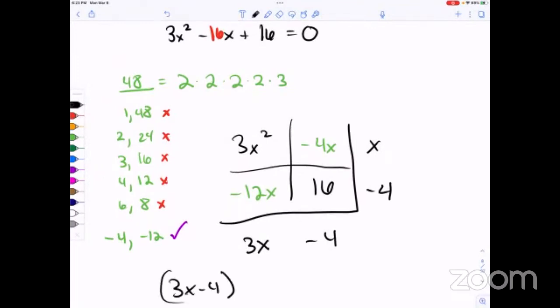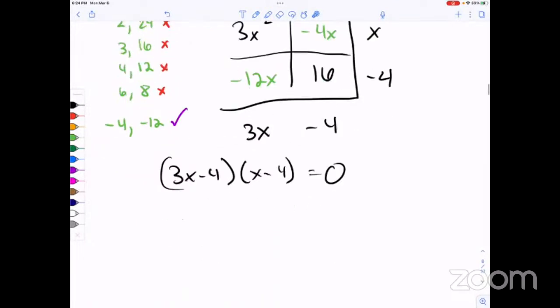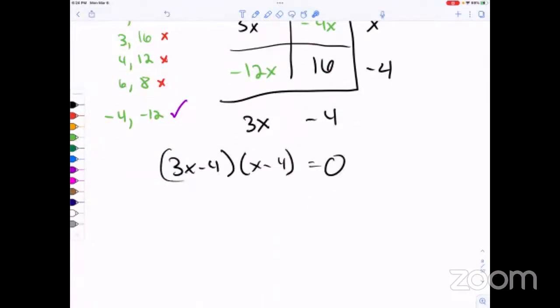Okay, let's see. Then we're going to set it equal to 0 real quick. Let's do a quick check. First times first is a 3x squared. Outer is going to give us a negative 12x, minus 4x is a negative 16x, right? And then last times last is a positive 16. So these are the two that work. Now that we got it factored, we set each factor to 0 and solve. We're going to get x equals 4/3 or x equals 4, right?